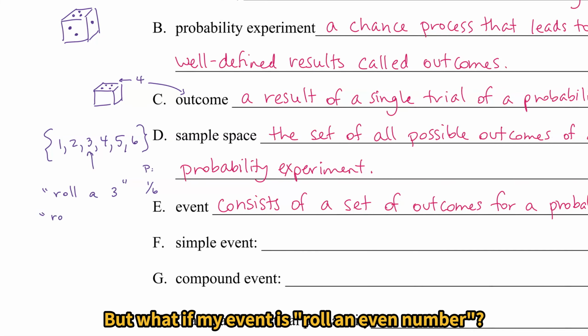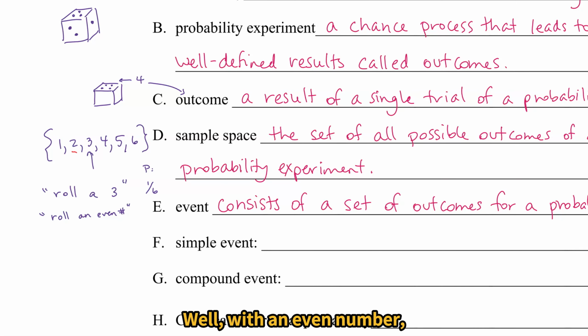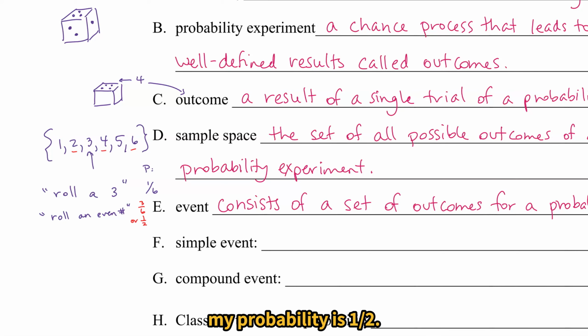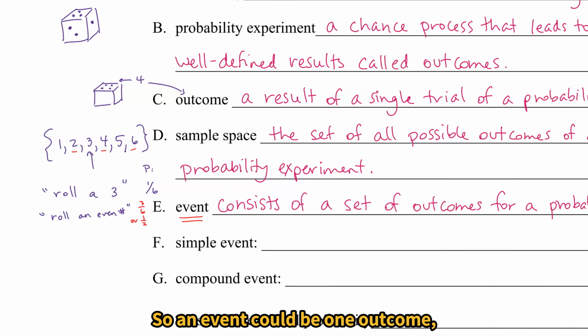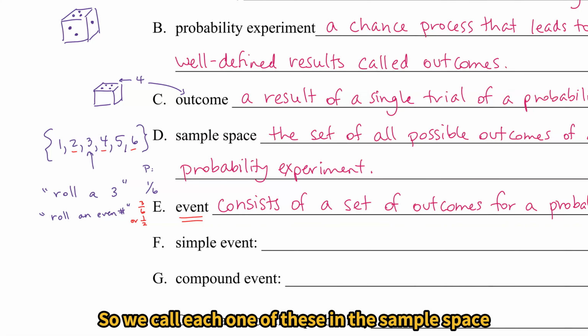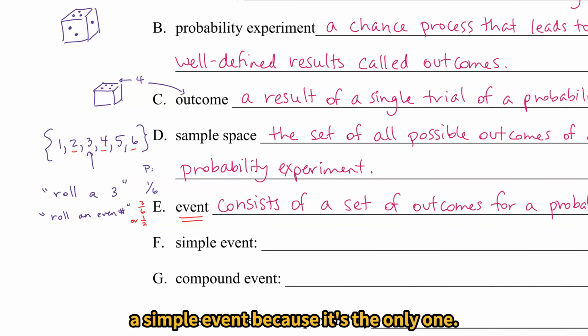But what if my event is roll an even number? Well, with an even number, I have 3 of those out of the total 6. Or if I reduce that fraction, my probability is 1/2. So an event could be one single outcome, or it can consist of multiple simple events. We call each one of these in the sample space a simple event because it is only one, but we can create events that are more.